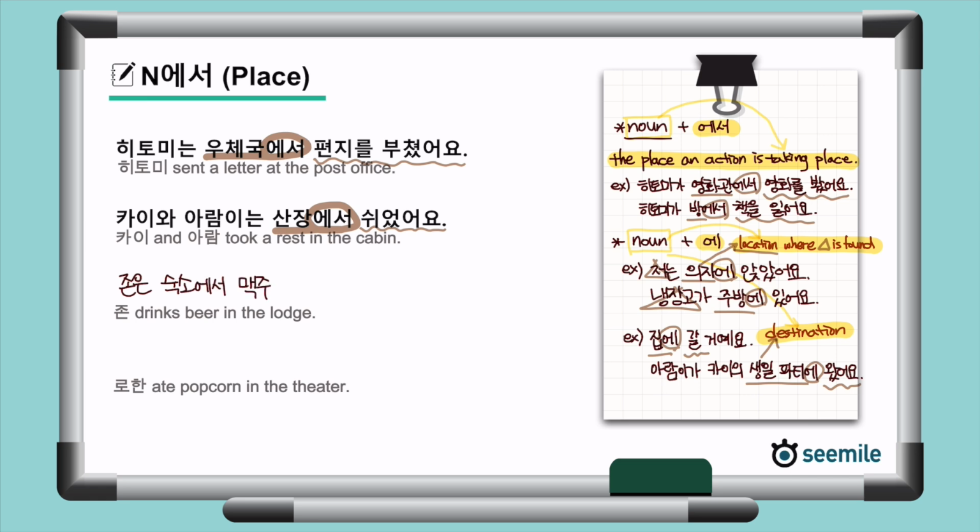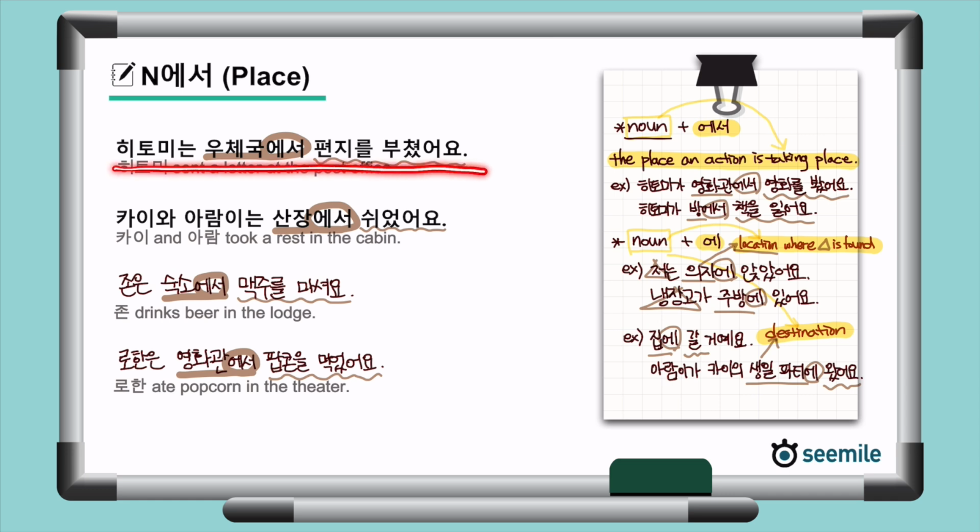조는 숙소에서 맥주를 마셔요. 로하는 영화관에서 팝콘을 먹었어요. Good job! Before moving on, please repeat after me out loud to become more familiar with these sentences.